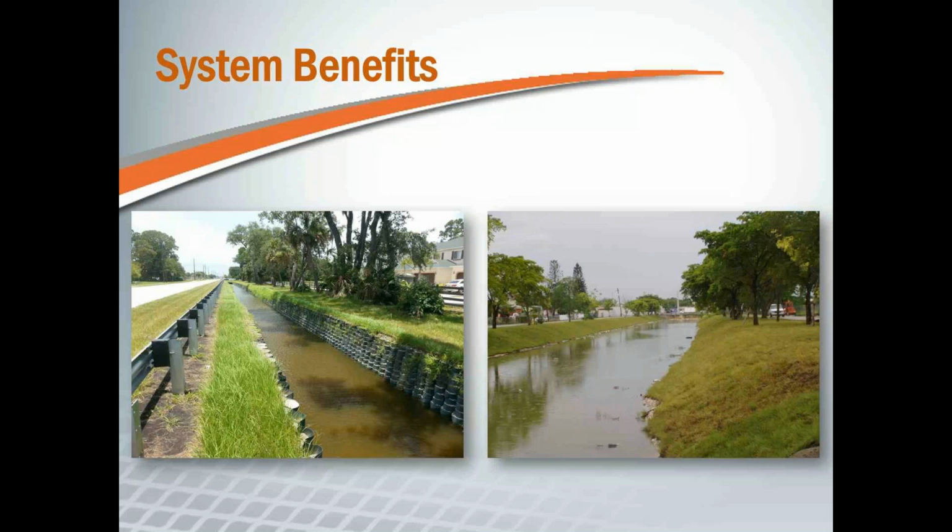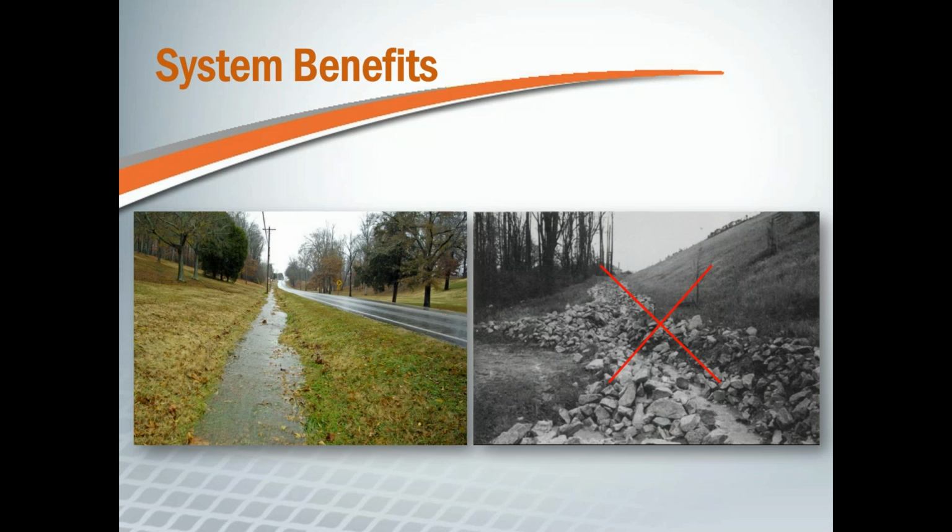So there are two types of protection. This soft armoring allows for vegetation in place of riprap, allowing for natural looking areas such as roadside ditches or drainage swales. The GEOWEB protected areas can be mowed with a standard lawnmower, so they're not going to affect the regular maintenance of roadside areas.